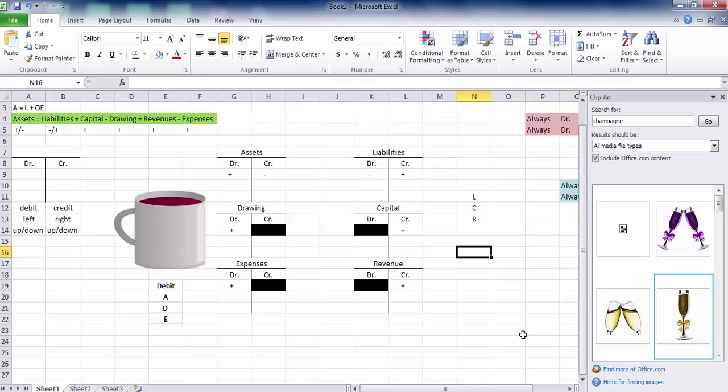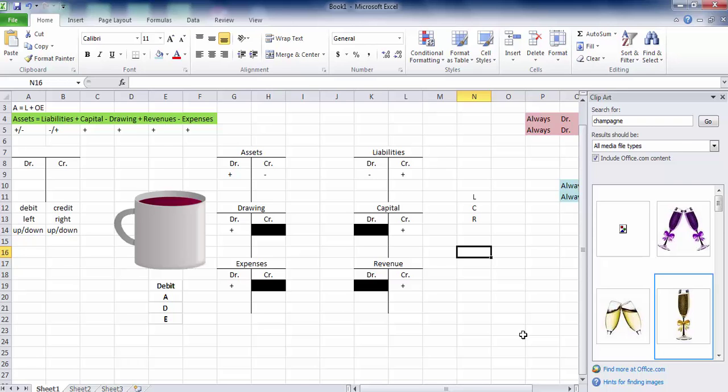So every single time I am teaching accounting, I'm always referring to my debit aid accounts and my liquor accounts. So debit aid, A for assets, D for drawing, E for expenses. Liquor, L for liabilities, C for capital, and R for revenue. Remember debit aid and liquor are designed to help you remember how these accounts go up. Because if you know how they go up, you instantly know how they go down.